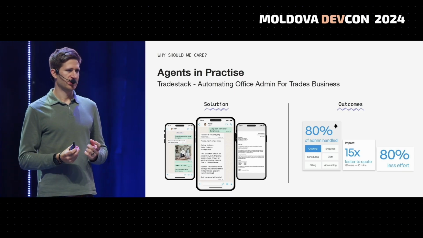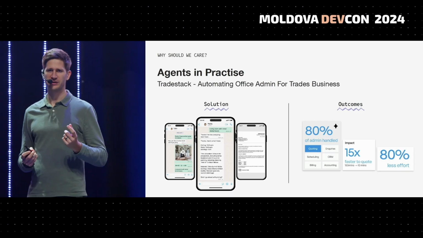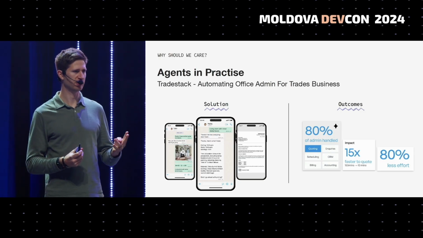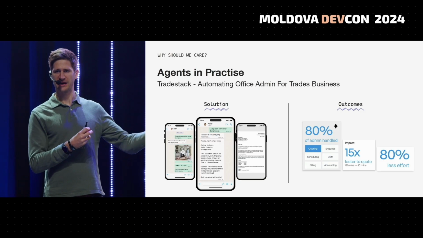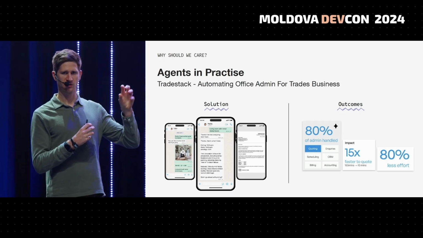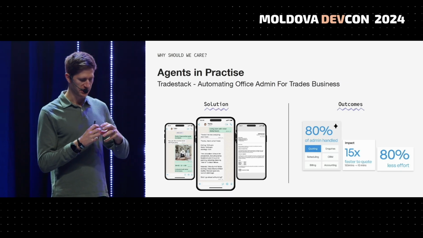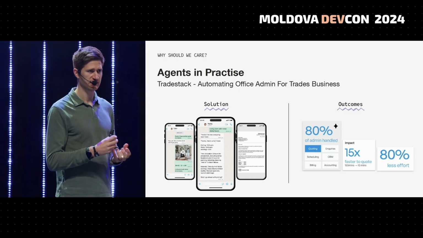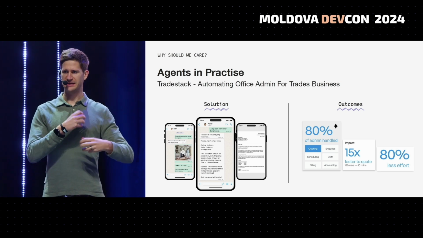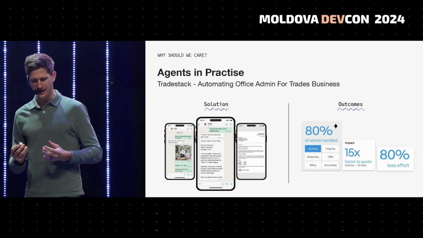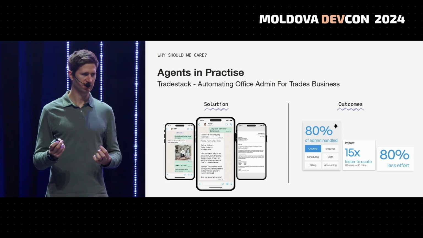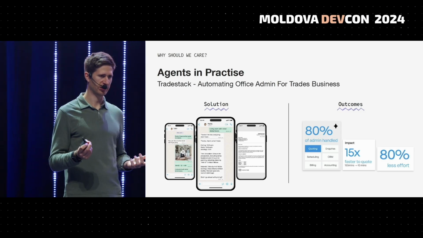What TradeStack did is build a WhatsApp bot where you can send it videos, images, voice notes, text, whatever. It then autonomously gathers all of the information that it needs. It does the measuring of your rooms. It realizes where this customer is located. It searches the web for paint shops nearby. It pulls the prices, does the quote, and sends it back. It's essentially able to produce a quote 15 times faster, reducing the effort by 80%.